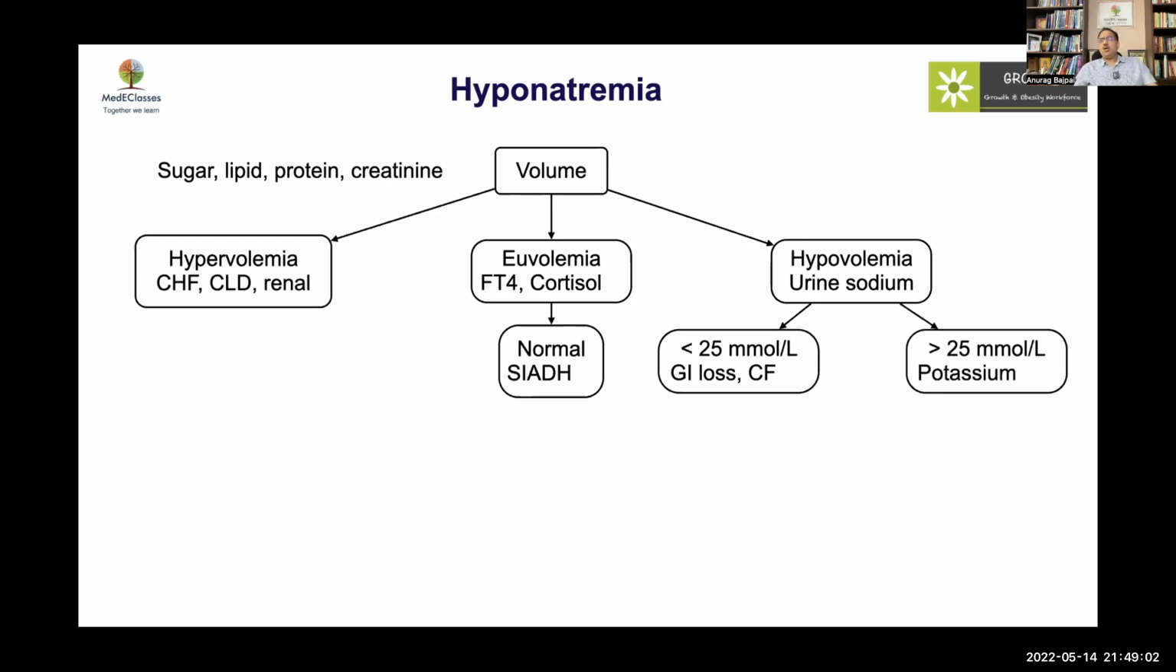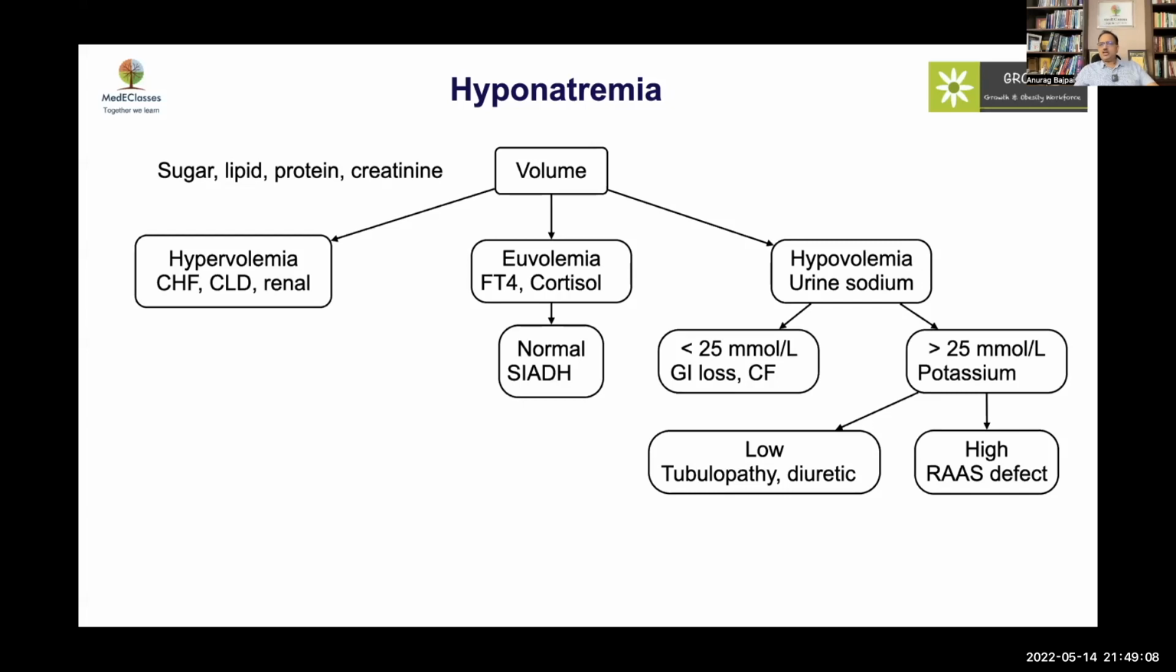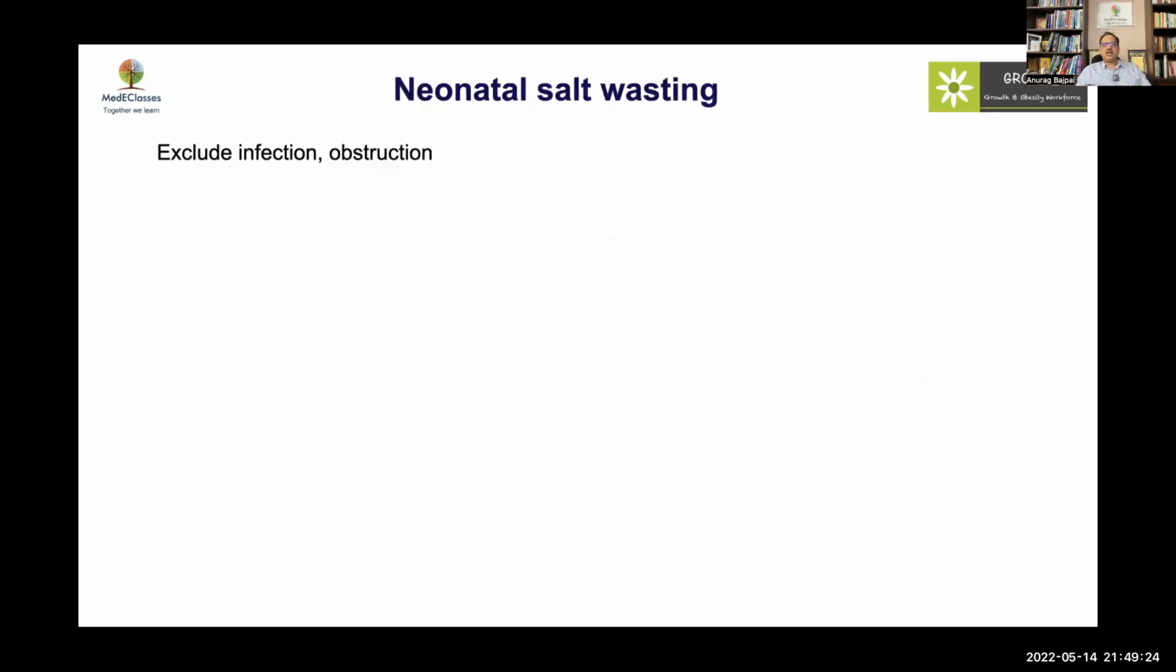If it's more, look at potassium. If potassium is low, it's tubulopathy and diuretic use, while if potassium is high, it's RAS defect, get renin and aldosterone done. That will tell you the diagnosis. So as I said, if you look at volume, urinary sodium and potassium, 95% of your differentials are done. You don't need to do very many investigations in that scenario.